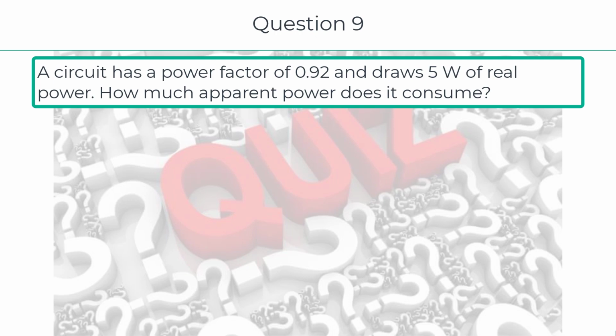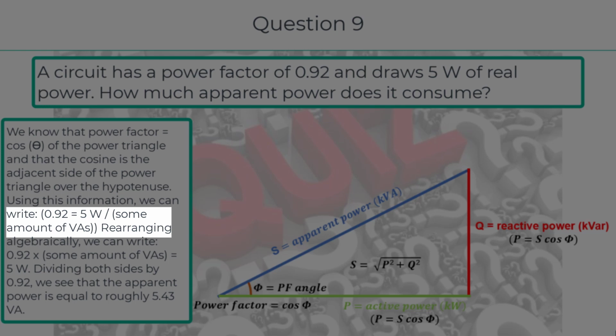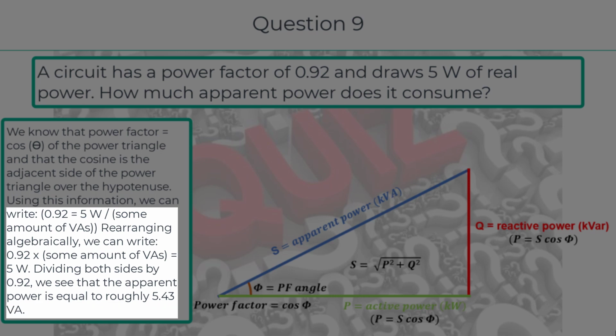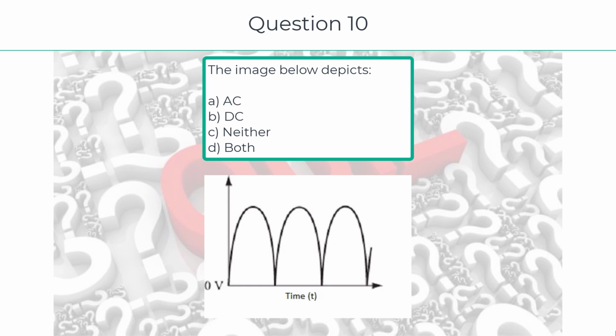Okay, so we know that the power factor is a cosine of the power triangle, and that the cosine is the adjacent side of the power triangle over the hypotenuse. Using this information, we can write this equation. Rearranging it algebraically, we can write this one. And dividing both sides by 0.92, we see that the apparent power is equal to roughly 5.43 VA, which means volt amps.